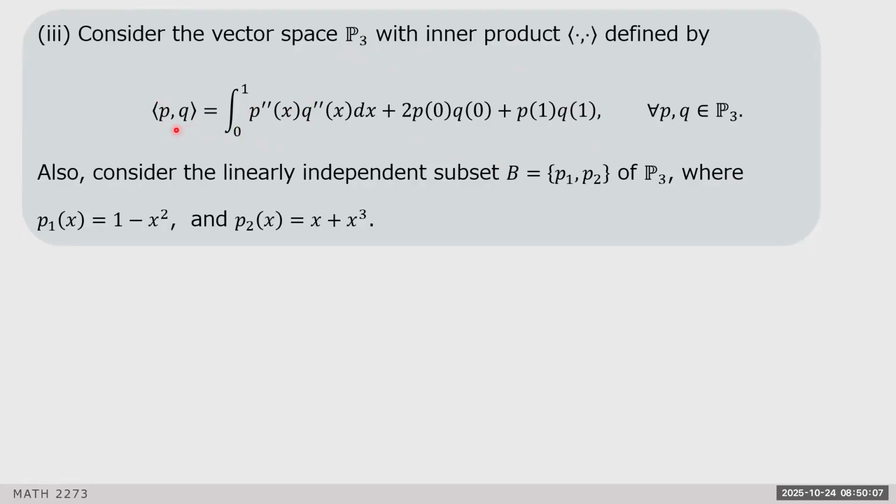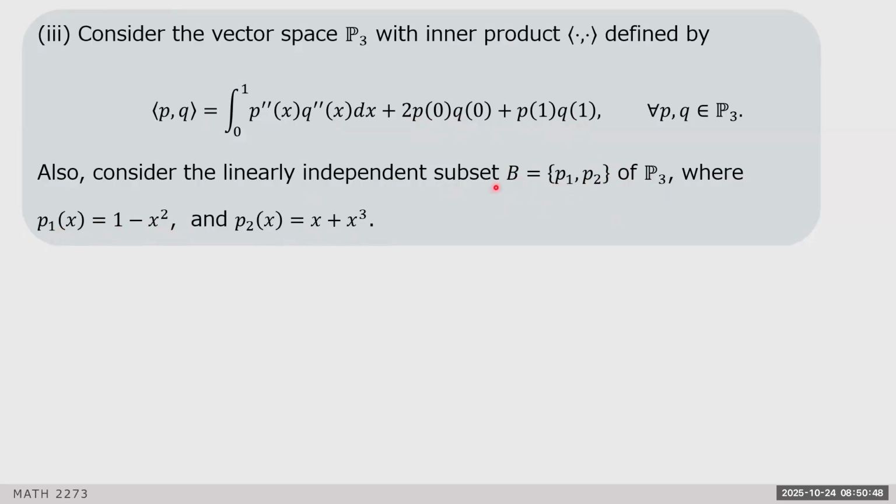If I want to get the inner product of two vectors, I have to integrate this entire thing. So I need to differentiate each of them 2 times and multiply together. Then I add on to that 2 times the evaluation of each of them at 0. And then I add on the evaluation of the polynomial at 1. Okay, and you are given this linearly independent subset of 2 polynomials of P3, where P1 is 1 minus x squared and P2 is x minus x cubed. I want to convert this set into an orthonormal set.